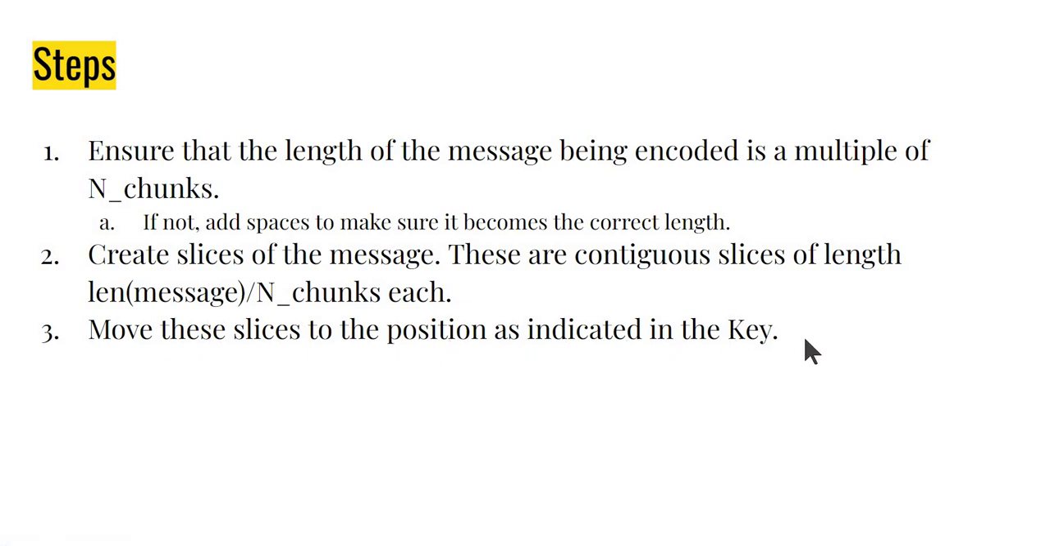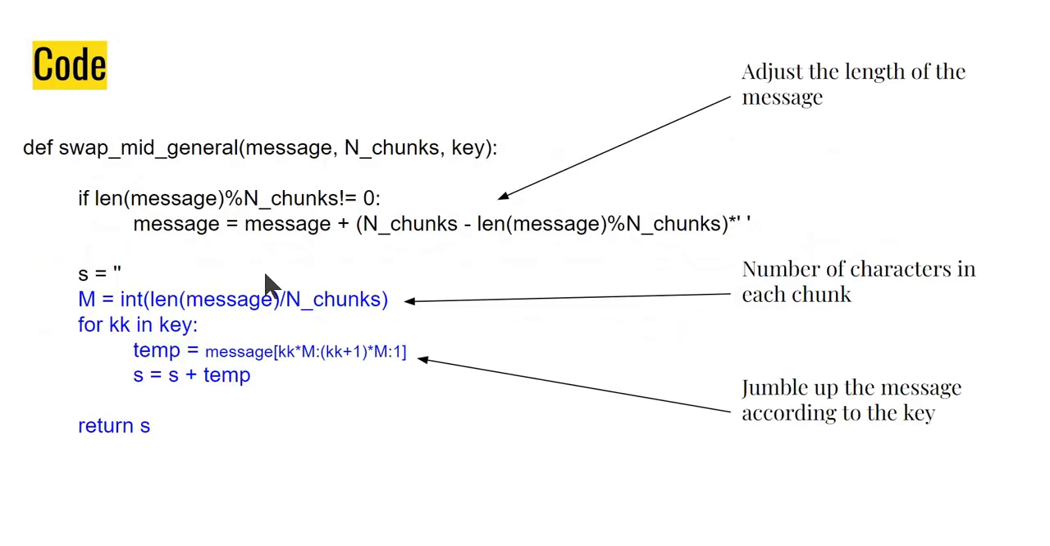Again, all this is quite similar to the other generalizations that we have done. The code would be basically not too hard. First things first, I go and add the appropriate number of spaces. Notice I'm passing the number of chunks here as an input, so I just find out how many I must add, and I add that many spaces. Next, I find out the length of each chunk, which is indeed length of message divided by n chunks. I convert this to an integer because this division itself will give me a float.